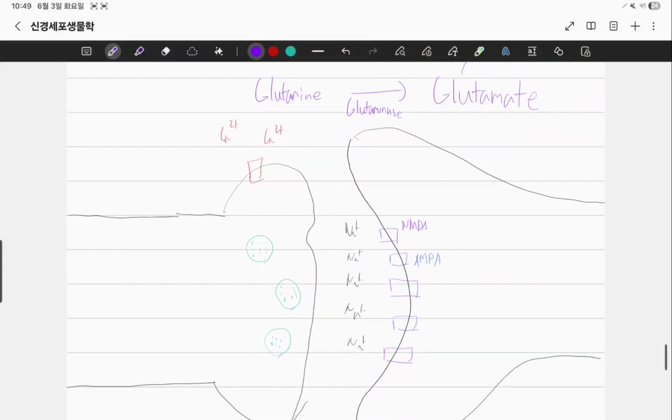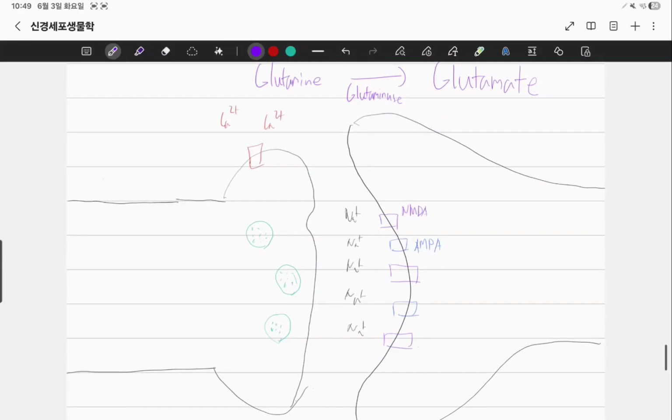Now, how does glutamate work inside the neuron? An action potential arrives at the end of the presynaptic neuron. It makes it depolarized. When it is depolarized, calcium ion channels open up, making calcium ions flow inside the neuron. Then this makes it positive.